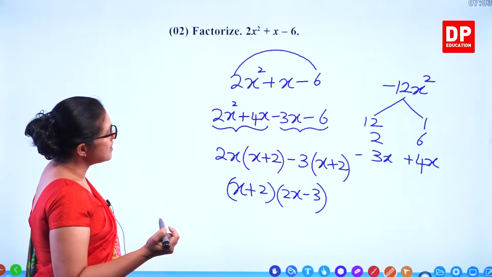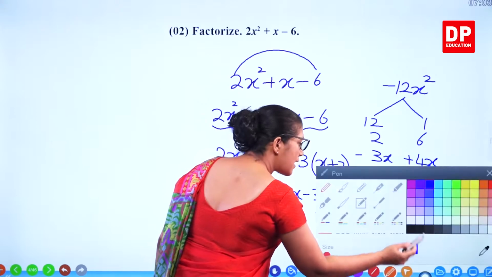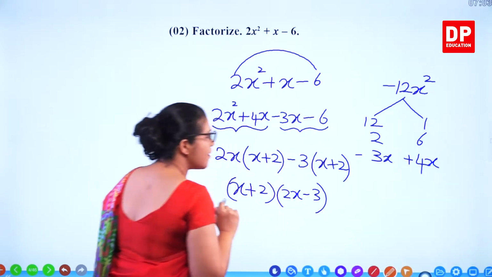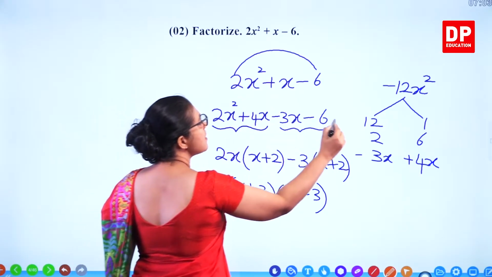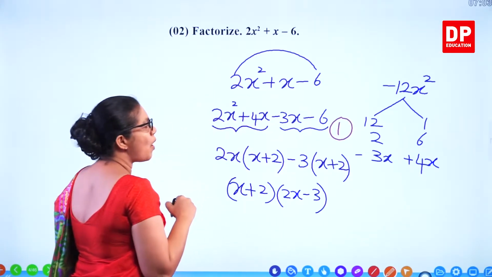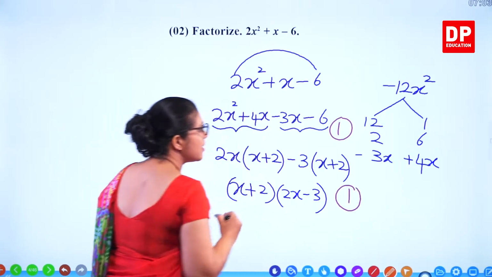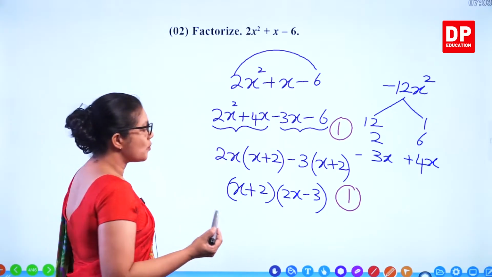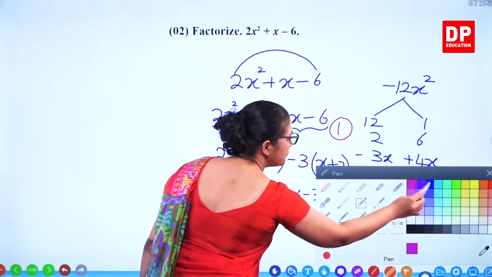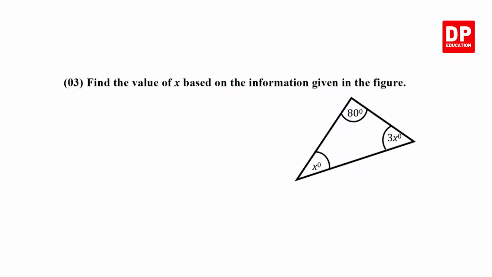If both factors are there, you are getting 2 marks. But if one factor and the method are correct, you are getting 1 mark. So if this step is there, you are getting 1 mark and 1 mark for the correct answer. So 2 marks for this question as well. Let's take the next one.